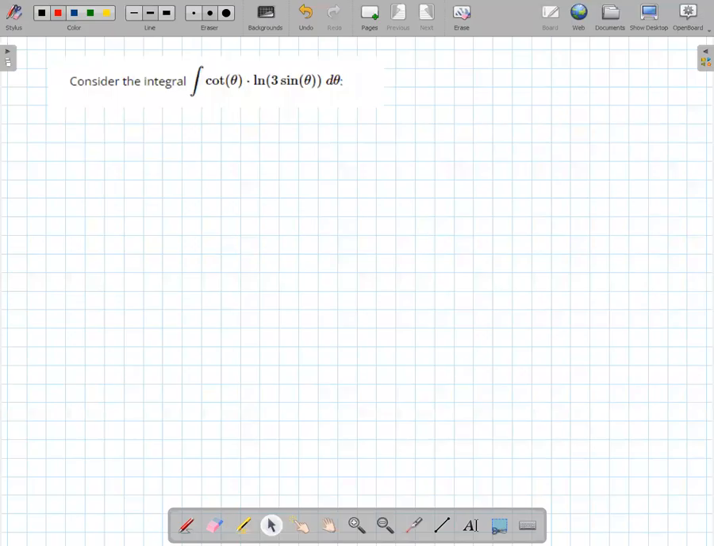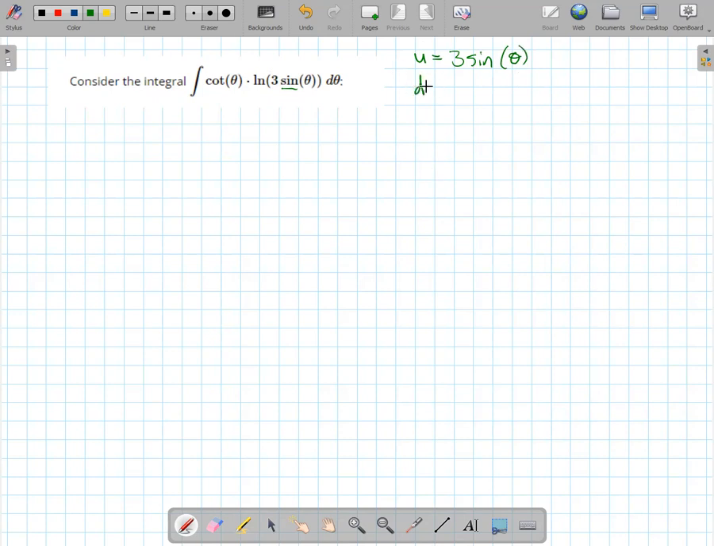All right, so let's figure out how to do this one right here. So usually when I look at a problem like this, I see a function within a function, and I think, okay, substitution, chain rule from the derivative. So my first guess on this one would be to let u equal 3 sine of theta.